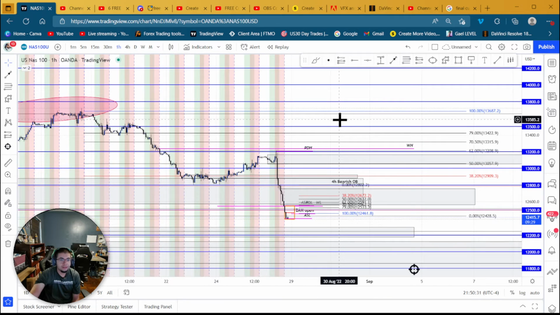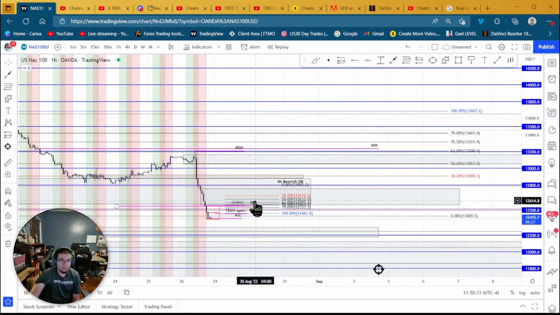But yeah, we'll see how London sets up, because if London starts to go bullish and then has its little sell off before New York, I'm going to be looking for a London bullish continuation move to go higher.